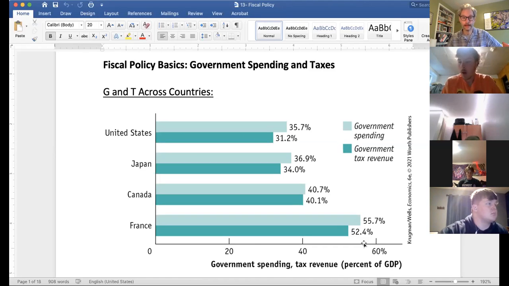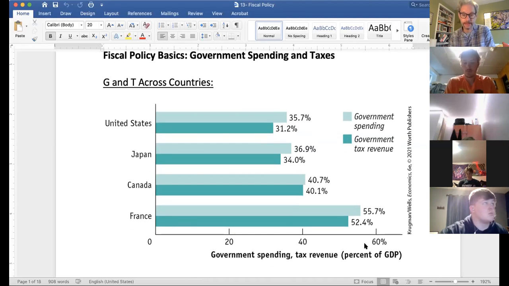Okay. What about if you compare the United States to other countries? Well, one of the things you see is that the US has a relatively small government. Government spending and tax revenue are roughly about the size that they are in Japan, but smaller than they are in Canada and France. And relative to other developed, rich countries, the US has relatively small government spending as a percentage of GDP and government tax revenue as a percent of GDP.